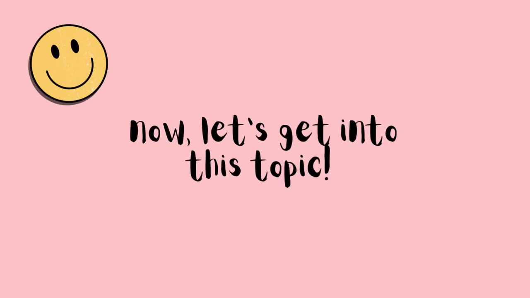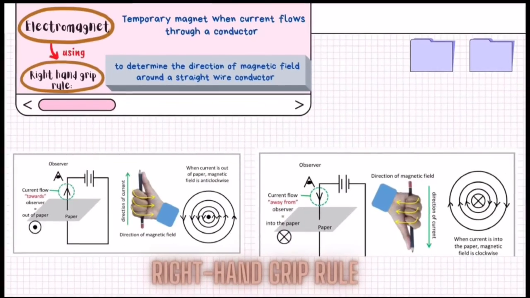Okay, now let's get into this topic. Before we continue this chapter, firstly we need to know what is the meaning of electromagnet. So, electromagnet means a temporary magnet when current flows through a conductor. We need to use the right-hand grip rule to determine the direction of magnetic field around a straight wire conductor.